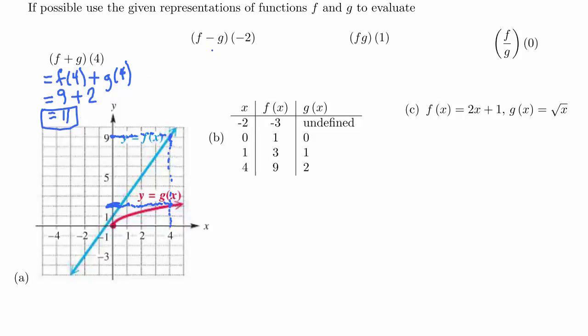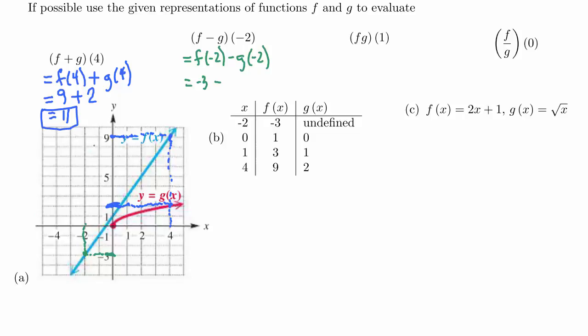Now let's go to f minus g of negative 2. Well, this means f of negative 2 minus g of negative 2. That means I go to the x value being negative 2 and I go down to the f function and then back to the y-axis, and that is negative 3. So that's negative 3 minus, because there's a minus sign there, g of negative 2.